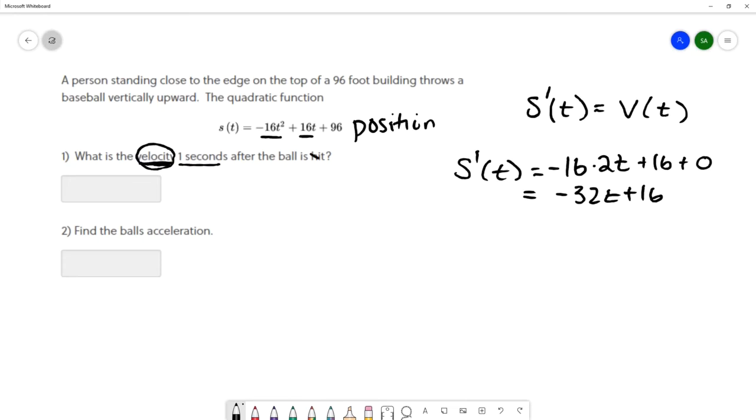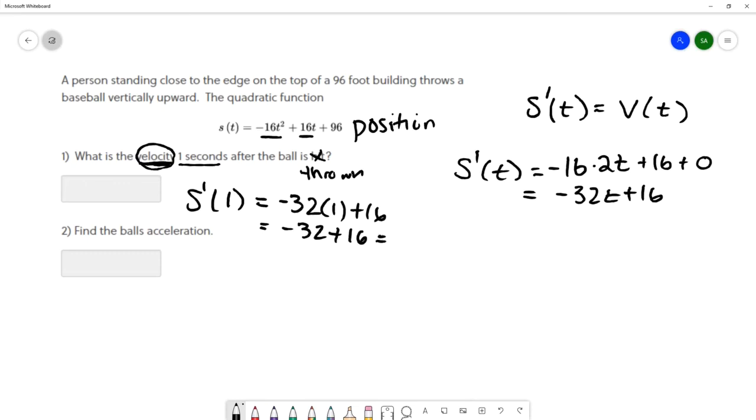Now that we have the derivative, which is the velocity, we can now say what is the velocity 1 second after the ball is thrown. So we're going to substitute a time of 1 second into our velocity function to get negative 32 times 1 plus 16. That's negative 32 plus 16, which is negative 16. So we have the velocity after 1 second is negative 16, and the units on that would be feet per second. So the ball has a speed or velocity of negative 16 feet per second.